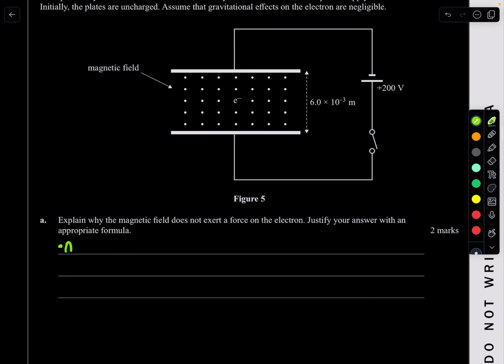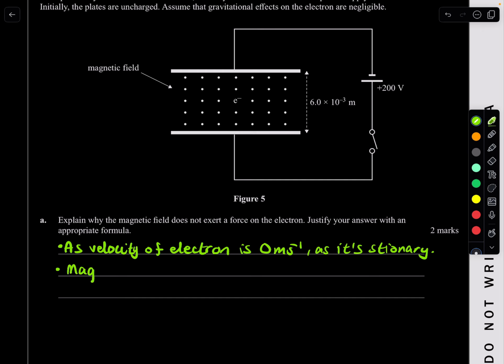So what you want to say is: the velocity of the electron is 0 meters per second, as it's stationary. The magnetic force, which is given by force equals QVB, is equal to 0 newtons. And that's pretty much it.